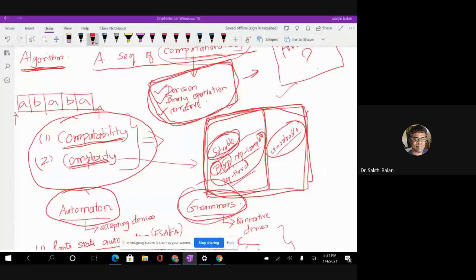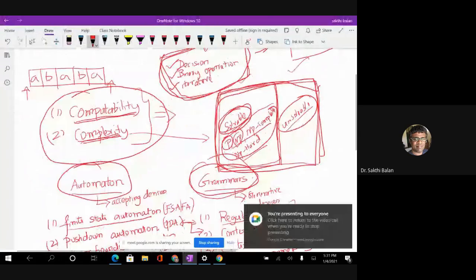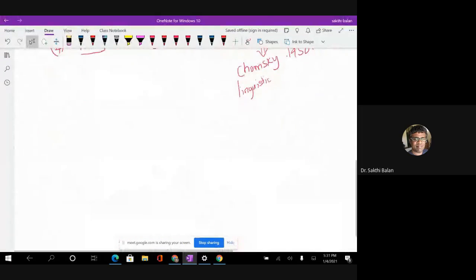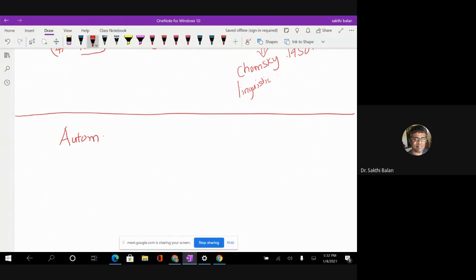Right. So what are the things that we are going to look at? Let me go to the one screen and try to explain what we are going to see here. There are two kinds of abstract machines we will be building. One is called the automaton model, and the other is called a grammar. These are the two things that we will be looking at.